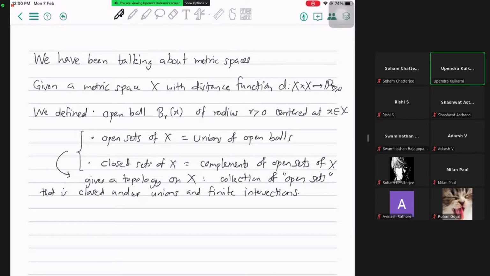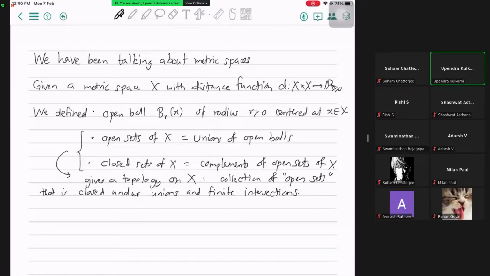What were the properties of closed sets? Let's just go through it in lightning fashion. Because an arbitrary union of open sets is open, by taking complements, an arbitrary intersection of closed sets is closed. And similarly, because the intersection of two open sets is open, the union of two closed sets is closed.